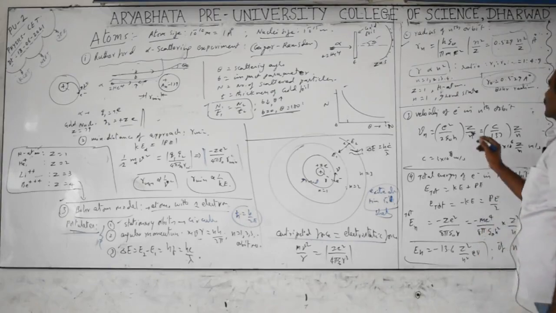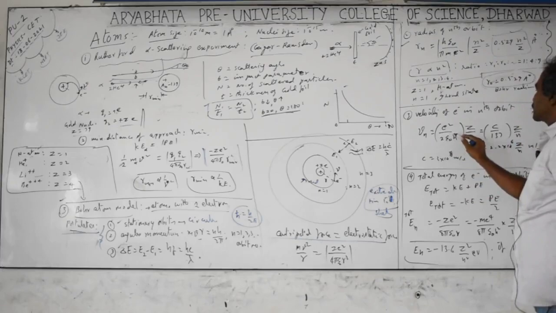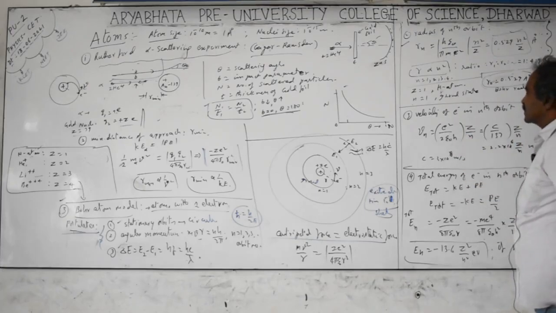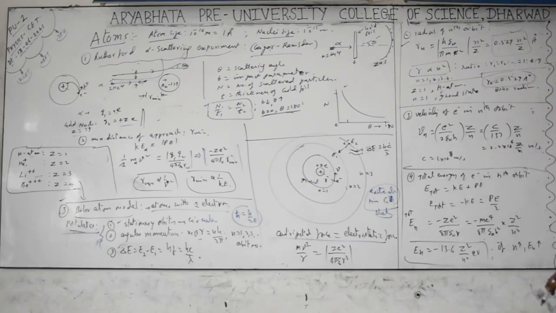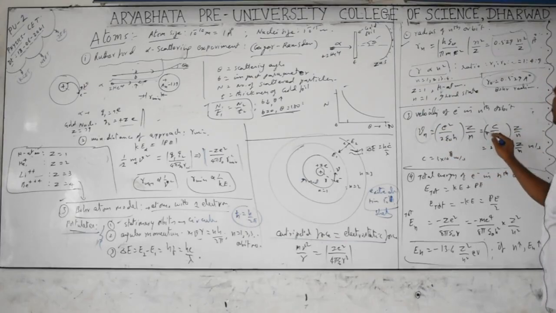Next, velocity of the electron in the nth orbit. Velocity of the electron in the orbit is e square by 2 epsilon naught h, where h is the Planck's constant, epsilon naught is the permittivity of the vacuum, and e is the charge of the electron, into z by n. By putting these values, this is equivalent to c by 137 into z by n. This relation is important. This symbol form is not required; this relation is important: c by 137, z by n.